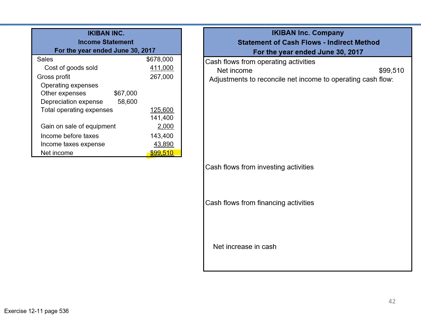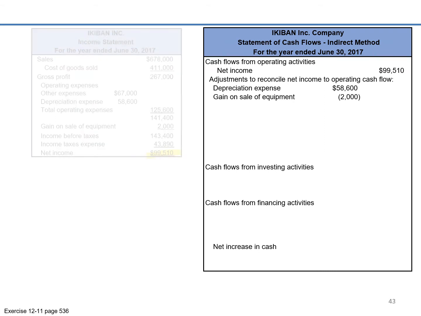Then we make adjustments to reconcile net income to operating cash flow. So we have to add back our non-cash activity that was subtracted, or we need to subtract our non-cash activity that was added in the calculation of net income, right? So we have depreciation of 58,600, add back. We have a gain on sale of equipment of 2,000. We want to subtract that, right, to undo the effect of it.